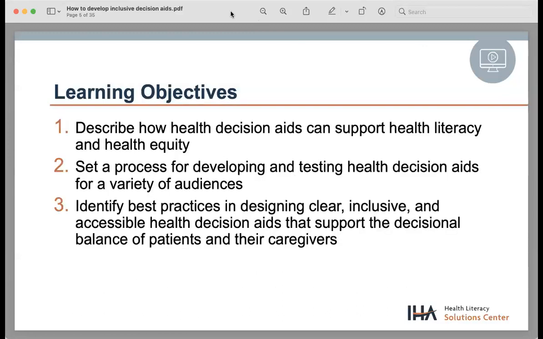So to get us started, I'll recap the learning objectives for today. The goal is that after today's webinar, attendees will be able to describe what health decision aids are and how they can help support health literacy and health equity. Set up a process for designing and testing those decision aids for your priority audience, and then identify some of those best practices to implement when designing decision aids so that they are clear, inclusive, and accessible.